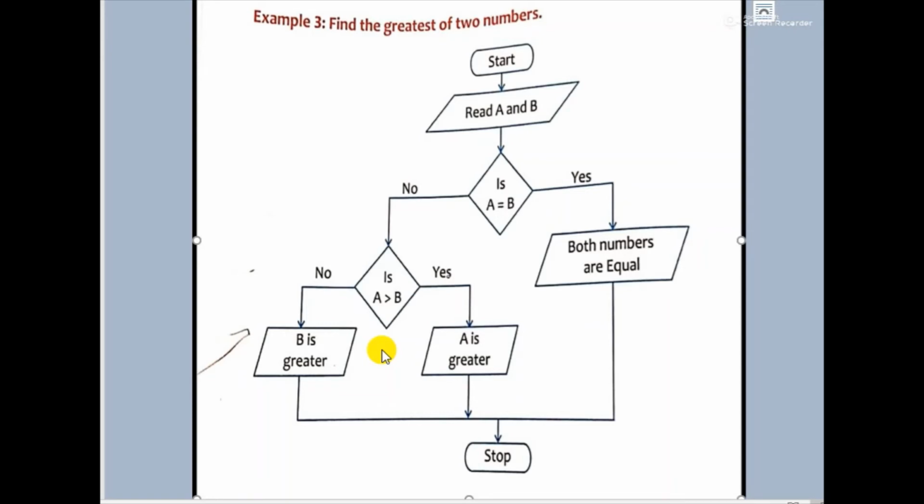And what is that condition? Is a greater than b. If this is true, then A is greater, that will be the output, and again the control will move to the stop box. But if the condition present in this decision box is false, then this output box will be executed, and what is the information written inside it? B is greater. The result will be B is greater, and then the control will move to the stop box. So this is the flowchart to find the greatest number between two numbers.